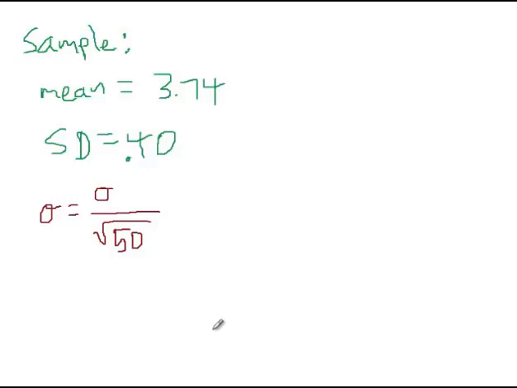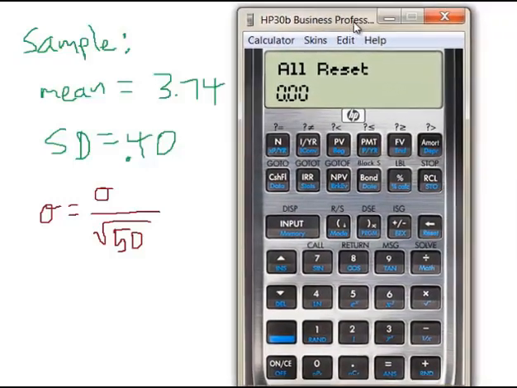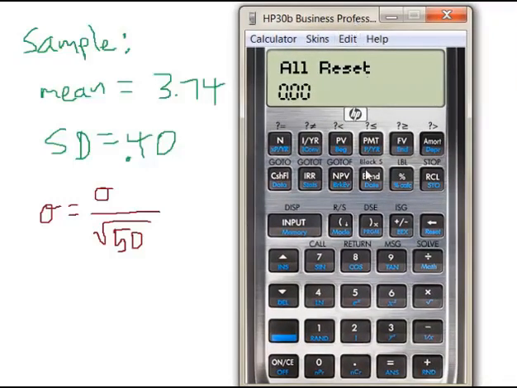So then we could do this by hand, or we could do it on a calculator. I'll do it on a little calculator over here. And so I'll say the standard deviation, which was 0.4, and we will divide that.